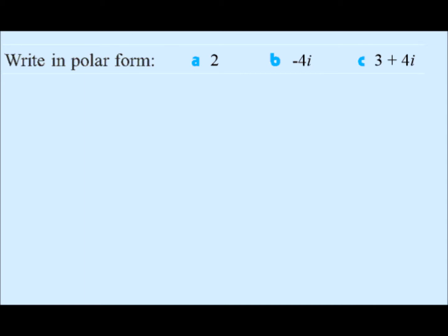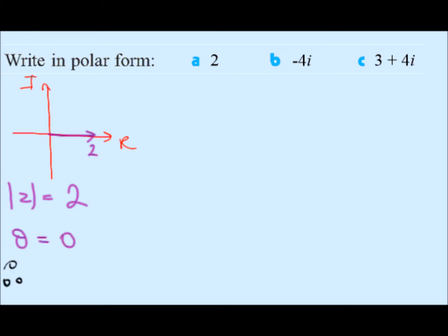All right, let's convert these complex numbers into polar form. First up, I'd recommend drawing a sketch. If we have the real axis and the imaginary axis, now we have the complex number 2, which is across here 2 units. So we know the length of the complex number is equal to 2, and the angle, or the argument, is equal to 0 in this case. Therefore we can express the number 2 in polar form as 2 times the cis of the argument of 0.